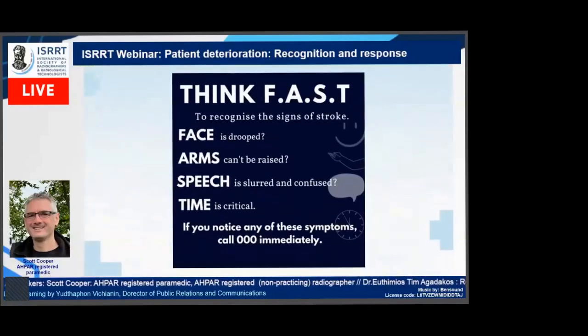And things like the FAST test is obviously a very simple and well known tool that can be very easily applied by MRPs, in particular to detect things like stroke or TIA that may have occurred whilst the patient's within the medical imaging practice.